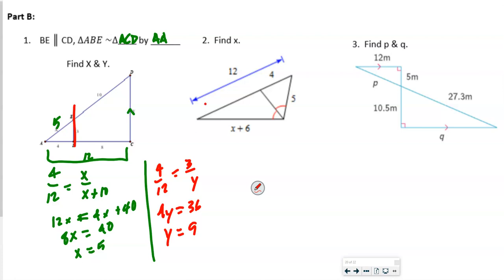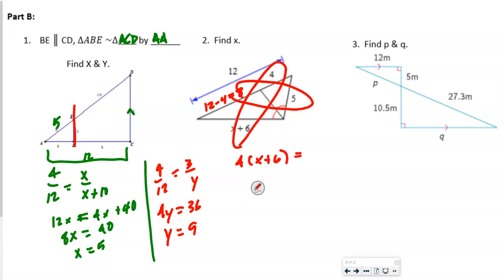So on this next one, the first thing I'm going to do is go 12 minus 4. That's equal to 8. So that side right there is 8. So here we can cross multiply like we taught y'all, the quick and easy. It's 4 times x plus 6 equals 8 times 5. If you want to set this up in fraction form first, you can do that as well. And so that's going to be 4x plus 24 equals 40. Subtract 24 from both sides. 4x is going to be equal to 16. So x is equal to 4.